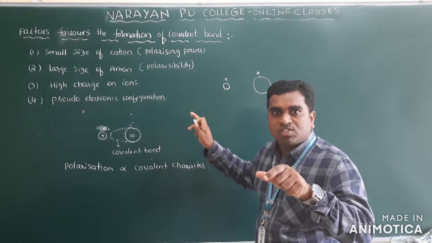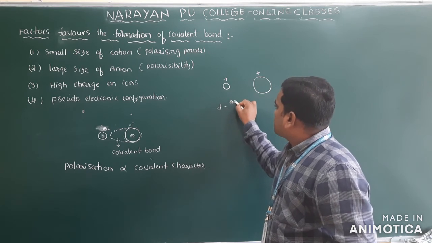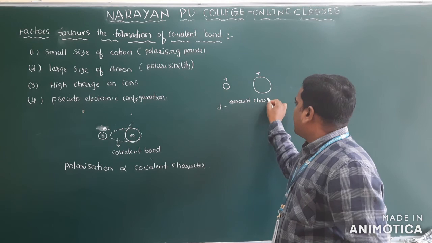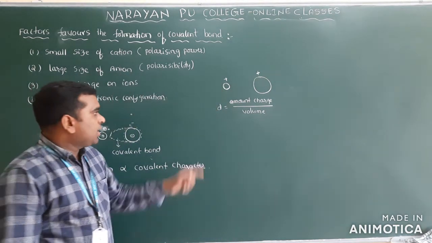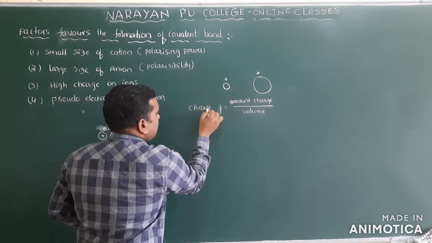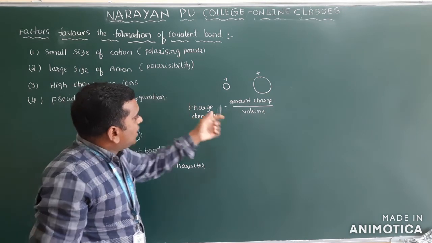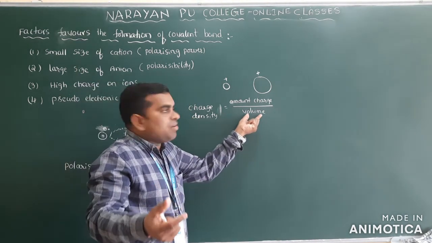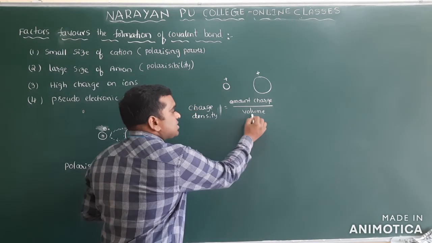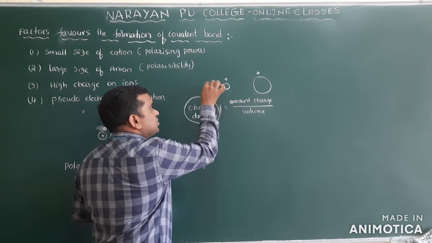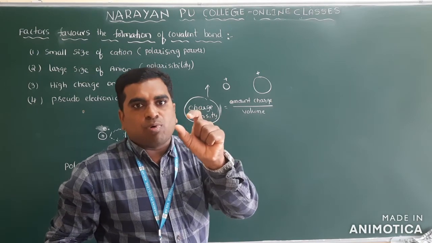Density, here I am not just saying positive charge, but positive charge density. Charge density means the amount of charge divided by volume. Now you see, which one has high charge density? The one with less volume. This one's size is small, and small size means the volume will be less. So when volume is less, automatically you will have high charge density. You have to remember that high charge density will always be in the smaller ions.